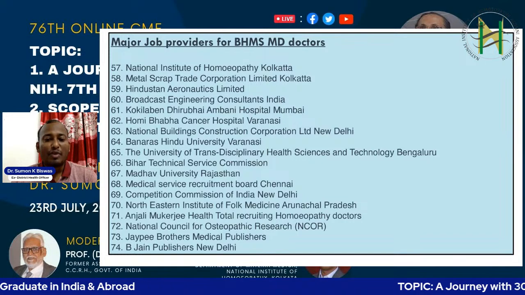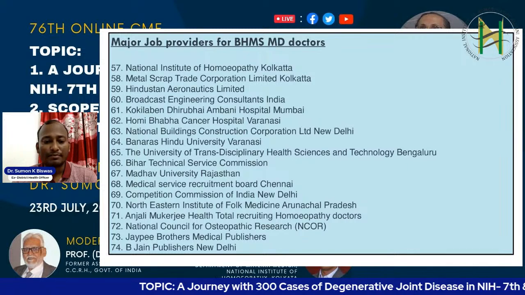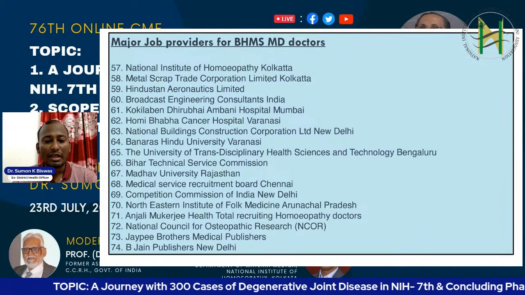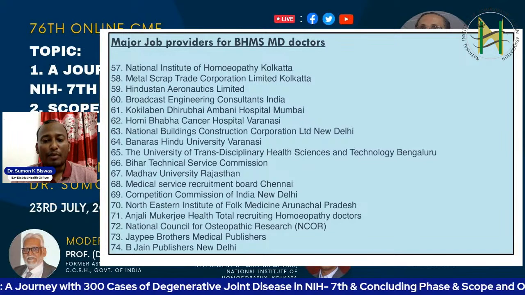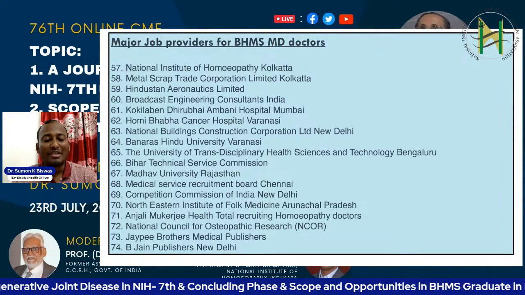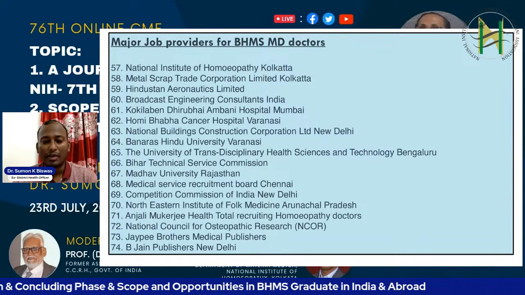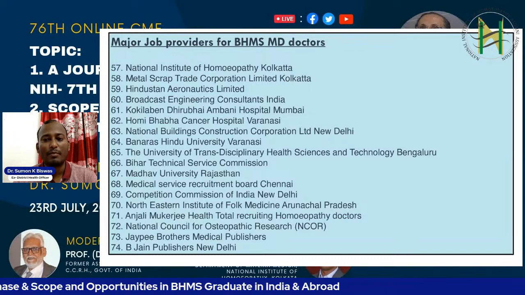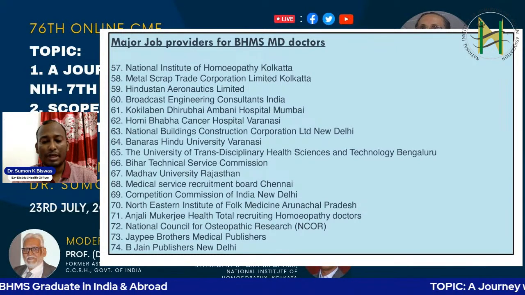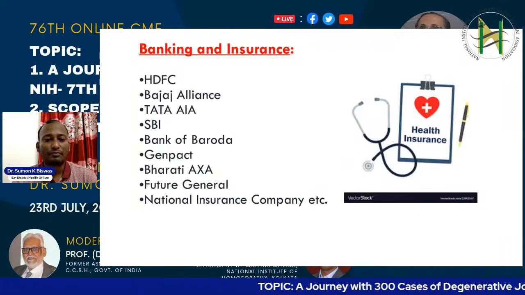Medical Service Recruitment Board in Chennai, a Commission of India, New Delhi. Anjali Mukherjee Health, recruiting homeopathic doctors. B. Jain Publishers and Medical Publishers, BGen, even BGen also has good opportunities to work. We all know BGen is the best publisher for homeopathic books. So we have opportunities to work in BGen also.